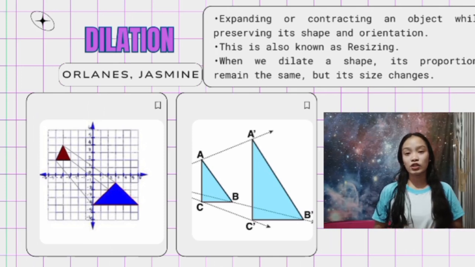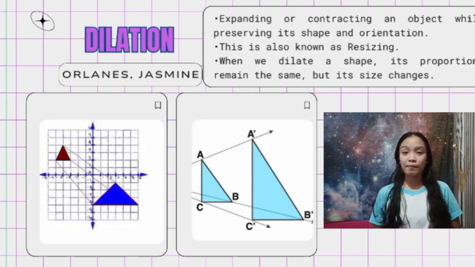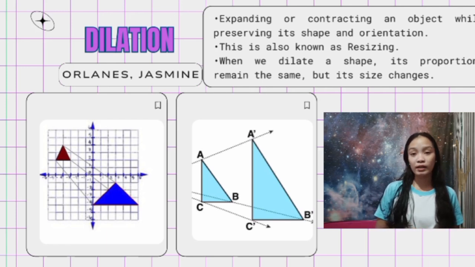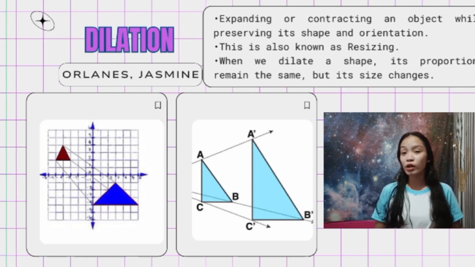Next is dilation. Dilation is expanding or contracting an object while preserving its shape and orientation. That is also known as resizing. When we dilate a shape, its proportion remains the same but its size changes. For example, we have a triangle and apply a dilation factor greater than 1. The triangle will grow larger while maintaining its angles and relative side lengths.